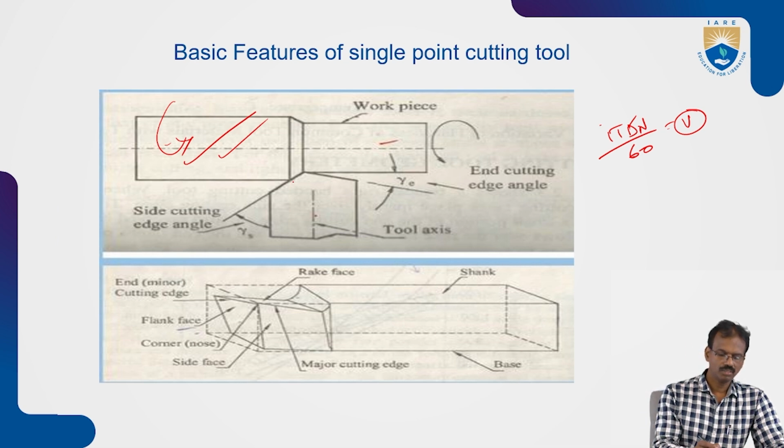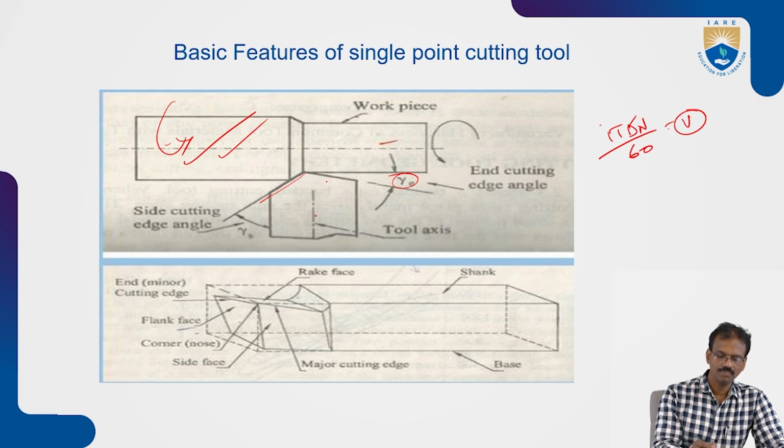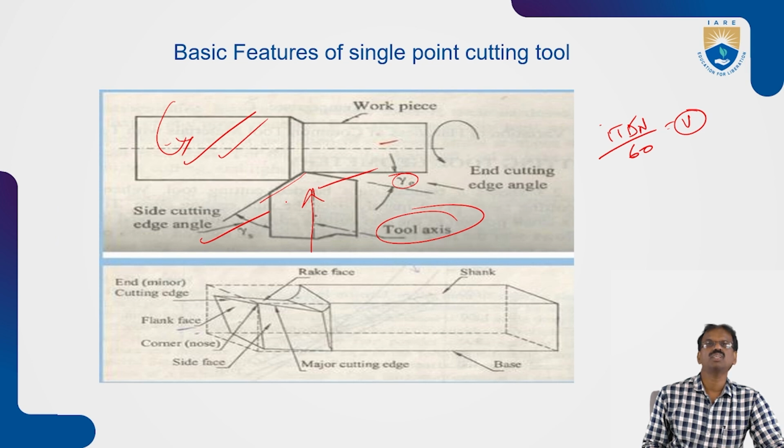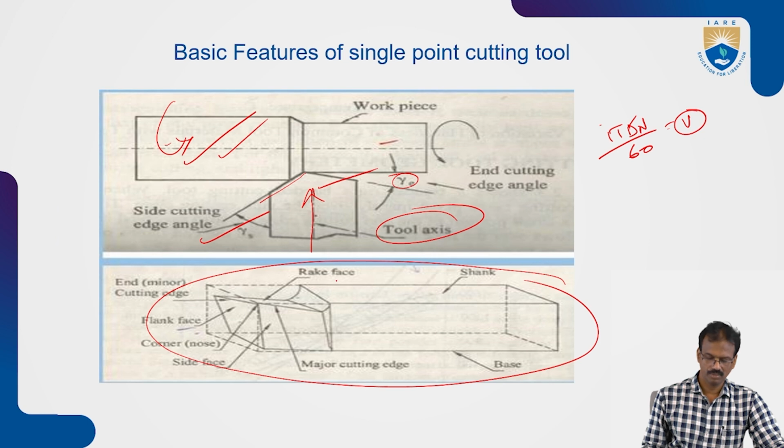Next, this is the side cutting edge angle. This one is the main cutting edge angle, the angle which is parallel to the workpiece. Then the clearance angle reduces the rubbing between the workpiece and the cutting tool. This is the cutting axis. This is nothing but a side cutting edge angle. So these are all the different types of cutting angles and the nomenclature of the single point cutting tool.